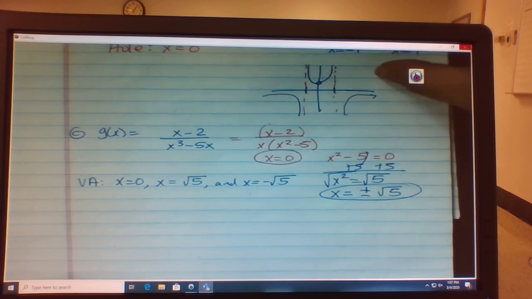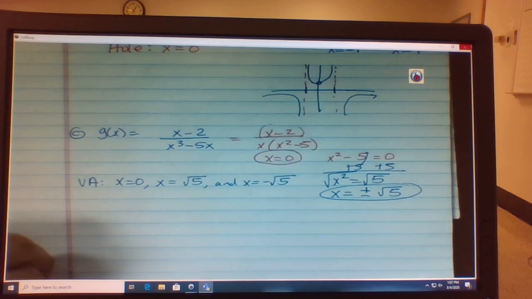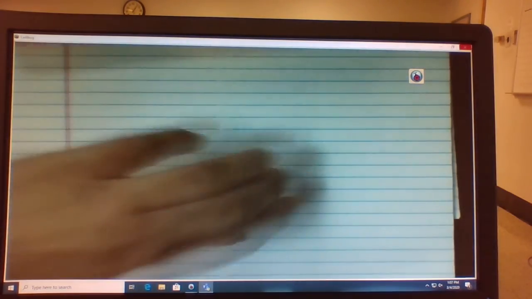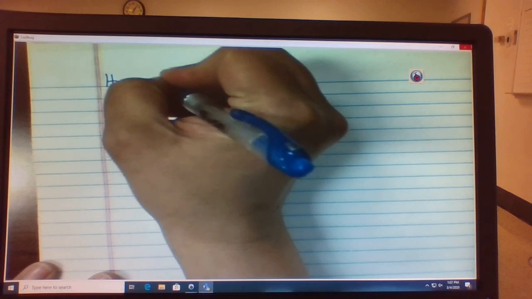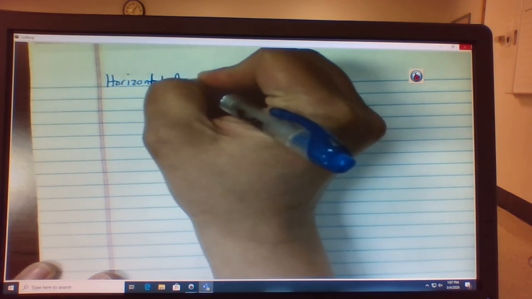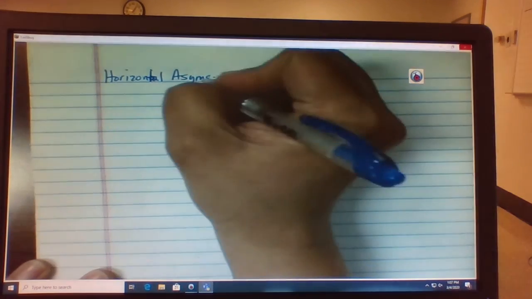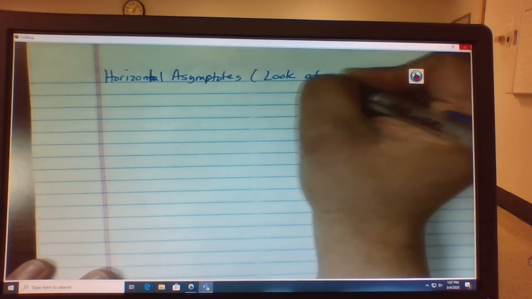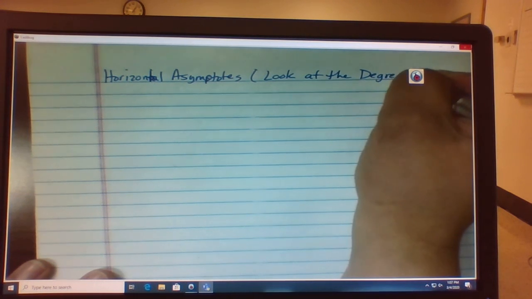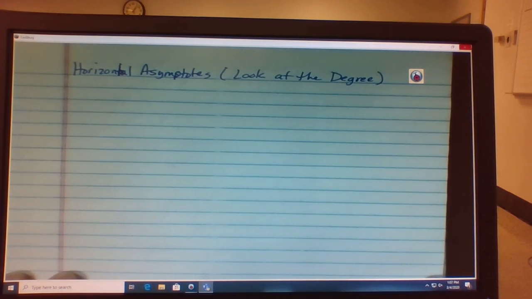I'm going to turn the page just so we can have the notes on top of that section because there's 3 rules to it. 3 rules to horizontal. So for the horizontal asymptotes, you have to look at the degree. What is a degree? The largest exponent of the top, the largest exponent of the bottom. You don't look at all of them, you look at the biggest one. So they're all exponents, but the degree would be the largest one.